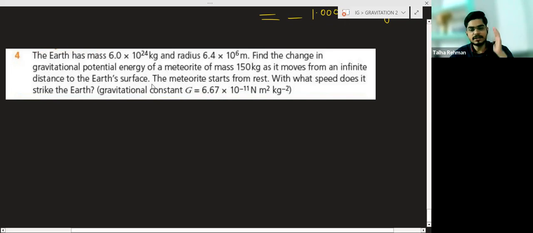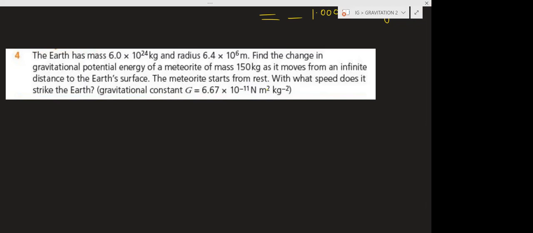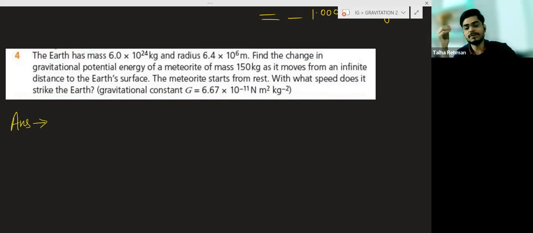After that, what are they saying? They are saying the meteorite starts from rest, that is, from rest at infinity. And after that, they are asking with what speed does it strike the earth? And the gravitational constant capital G is given. So we will obviously use the gravitational potential energy. Okay, let me tell you how to do this question.